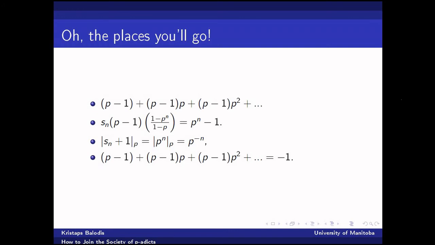So in other words, S_n converges to minus 1. That is to say, the series p minus 1 plus p minus 1 times p plus p minus 1 times p squared, and so on and so forth, actually represents the number negative 1. So in a sense, we can actually do away with talking about negative numbers in the p-adic world.